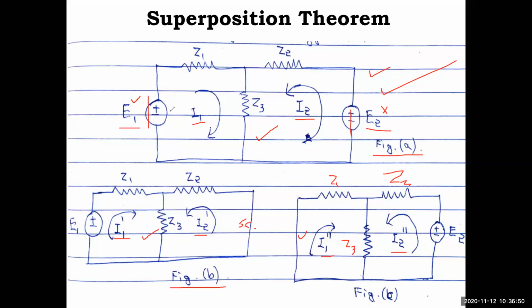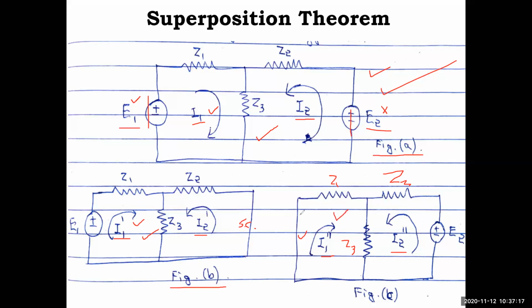Here I have used a mixed convention, no issues with that. Here I have taken clockwise, here anti-clockwise. You should follow the same thing for all three networks. In this case, I will substitute E1 equal to 0 in the solution you got here and write the equation. Finally, we'll compare the equations of I1 of this network, I1 dash of this network, and I1 double dash of this network.